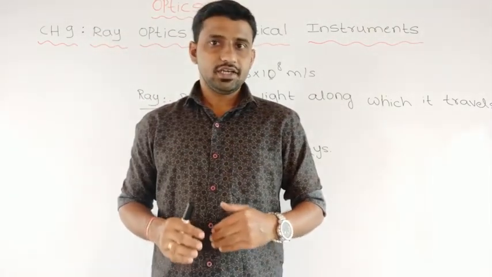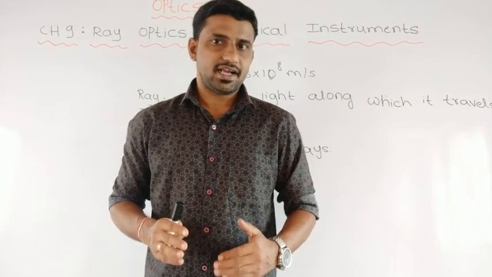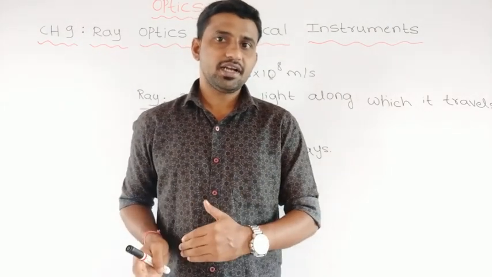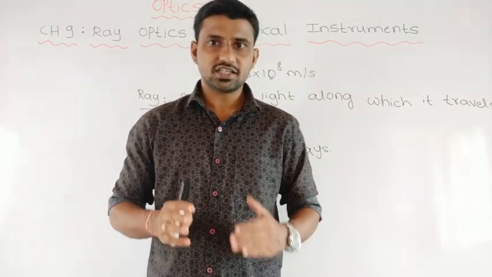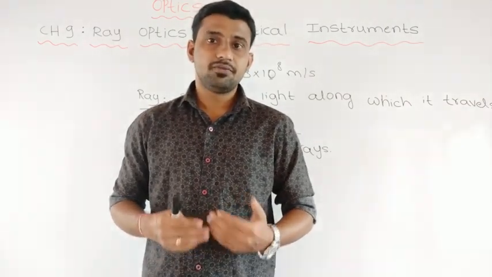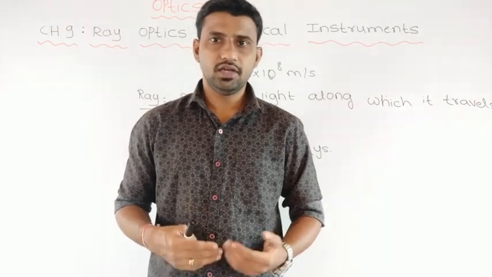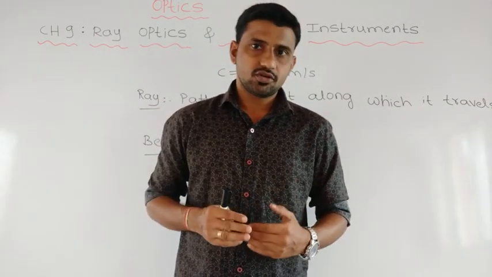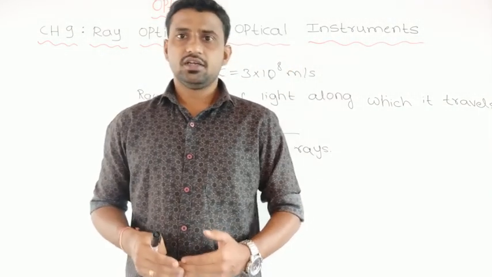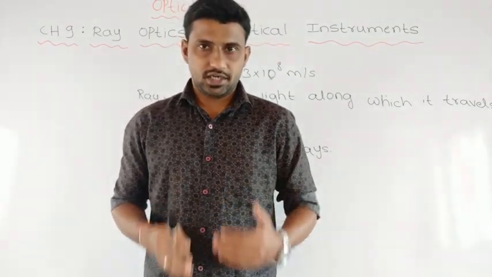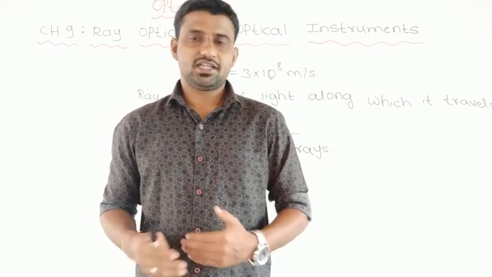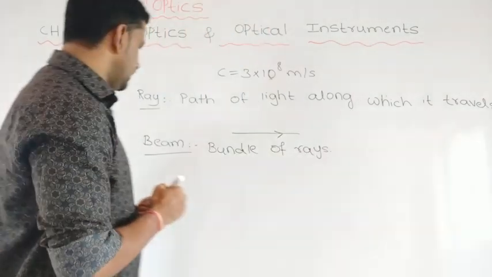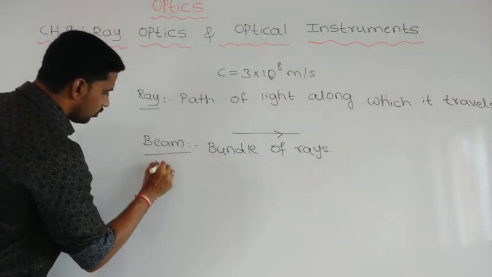Okay, so light is classified into two types, monochromatic light and composite light. That is classified on the basis of frequency and wavelength of light. So on the basis of frequency and wavelength, light is classified as monochromatic light and composite light. Then let us see what monochromatic light is.